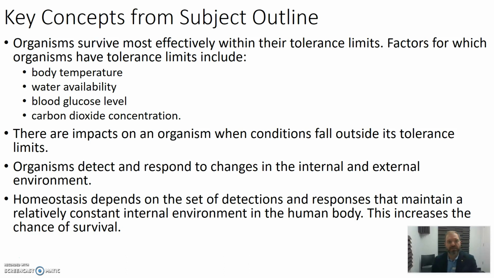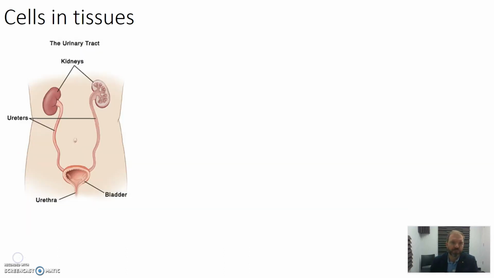their tolerance limits. And so things like temperature, water availability, glucose, carbon dioxide need to stay within those limits. And how do they face those challenges and how do they overcome them? When conditions change, how do they return to those environments? And in order to do that, they need to detect and respond to those changes. How do they do that? And then the concept of homeostasis and the requirements of that. So those are some of the key parts of this topic we'll explore in the video today.